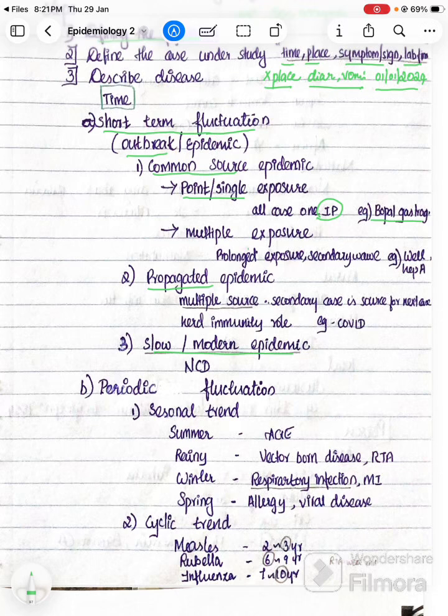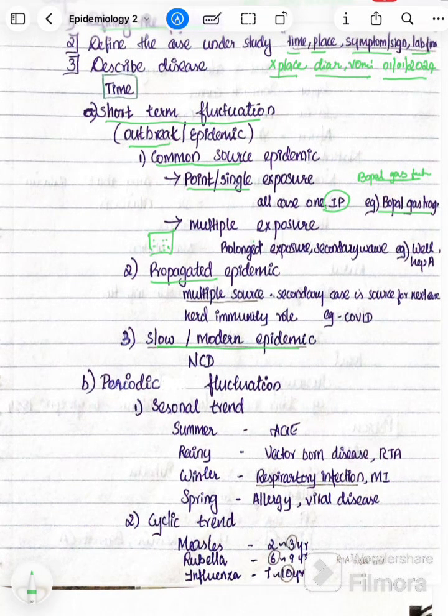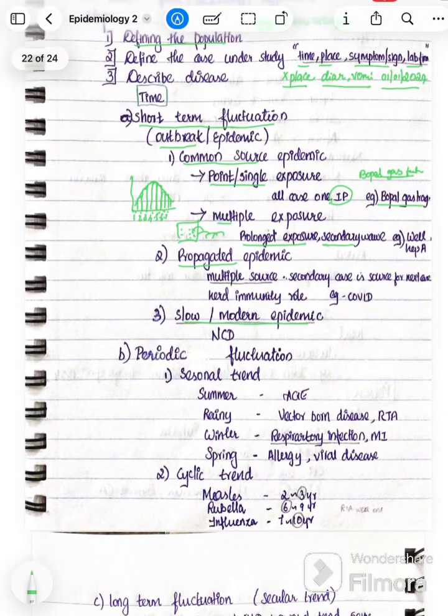Now multiple exposure. The source is common. Here there is one well, but exposure is at multiple times. One person goes to draw water now, another later. There is prolonged exposure, and secondary waves are there. The spike will go up, and the spike will come down. Usually we draw this epidemic curve using a histogram: 1 to 2 o'clock in the morning, 2 to 3 o'clock, 3 to 4 o'clock, and it goes on like that. In a multiple exposure epidemic, a secondary wave will be there. Some cases will come now, some next, some next. So this is multiple exposure.